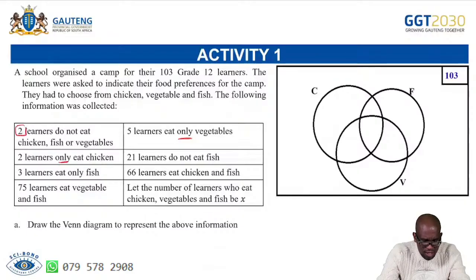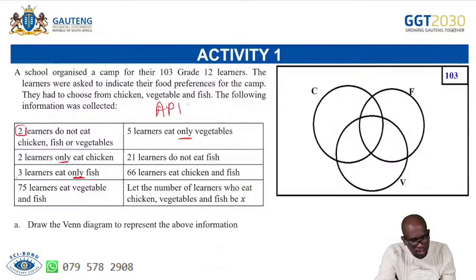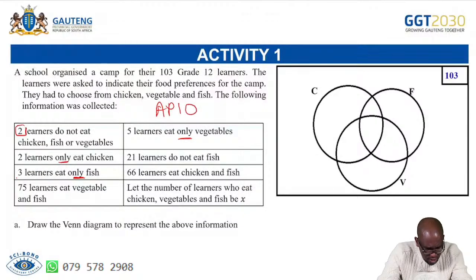21 learners do not eat fish. So if they say 21 do not eat fish, then it means that they eat chicken, vegetable, or they are outside. Okay. And then 3 learners eat fish only. Okay, so 3 will only eat fish. You can fit that into the individual section, okay, because we are using that there. All right.